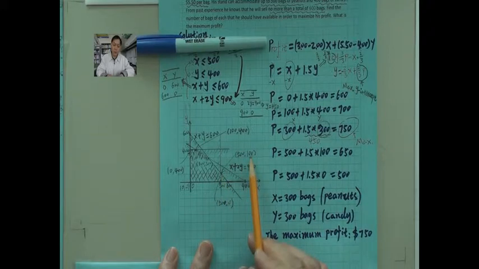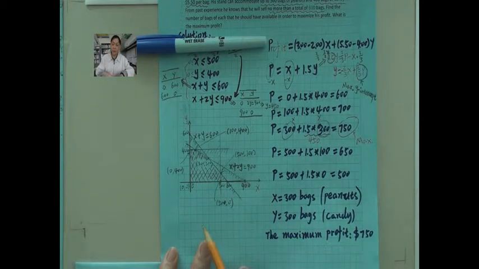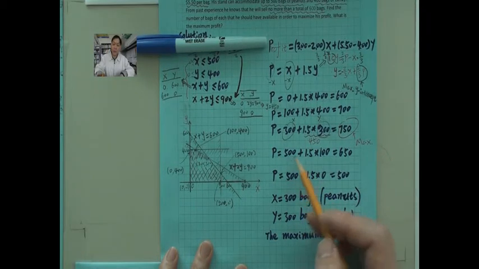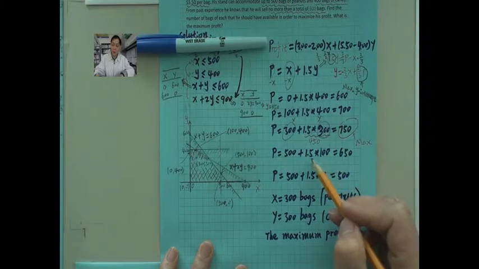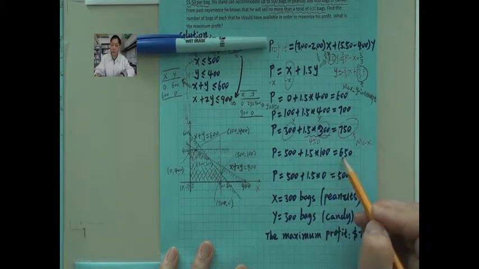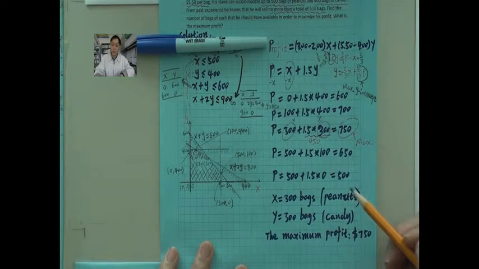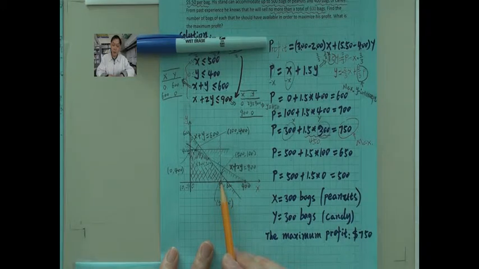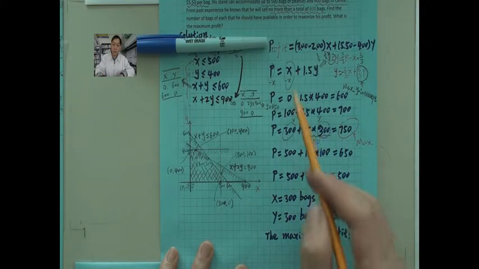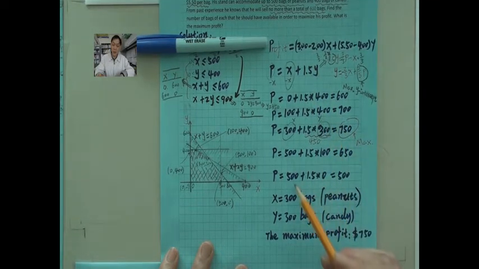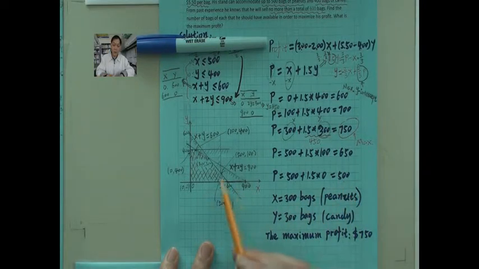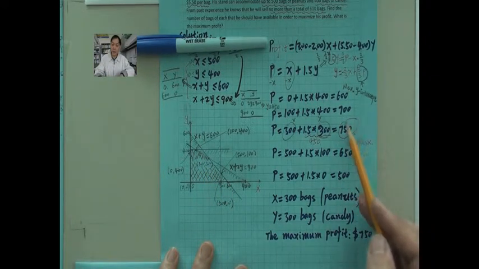This point is 500, 100. 1, 2, 3, 4, 5, 500, and then 1 unit, so 100. Now x is 500, plug in here, 500 plus 1.5 times 100. 1.5 times 100 is 150. 150 plus 500 is 650. So it's smaller than that. The last testing point is 500, 0, this point. X is 500, plus 1.5 times 0. 0 times 1.5 is 0, and then plus 500, so it's 500. After we are done with all the testing points, we find out this one is the largest one.